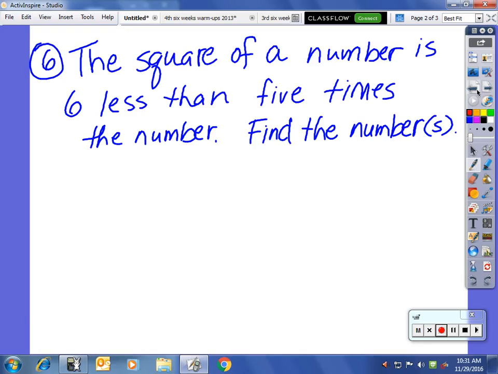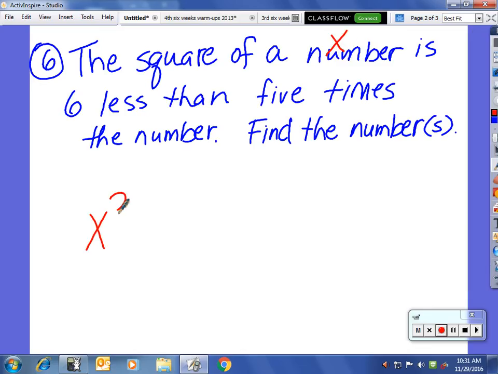How would we make that into an equation? Well, what would the square of a number be? What do we want to put where we see the words a number? X. So what would the square of x be? X squared. What is that going to translate to? How would I write 6 less than 5 times the number? Exactly. That's exactly what the words are saying. The square of a number is 6 less than 5 times the number. We got to put it in standard form, we got to factor it, and then we got to find the solutions. Now, what do you want to move on this one? I would move the 5x and the negative 6. So it's going to turn into negative 5x and positive 6.